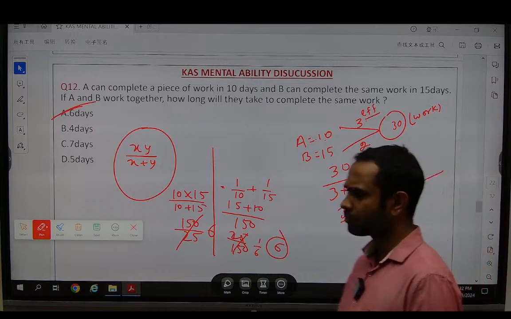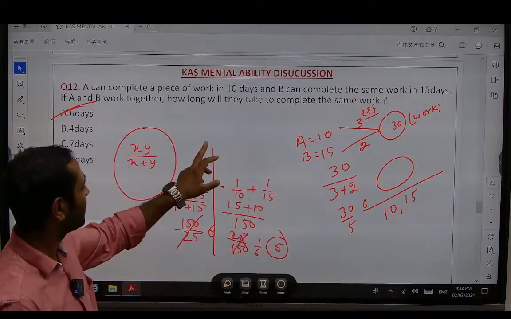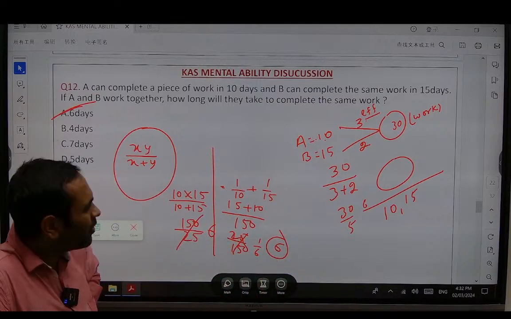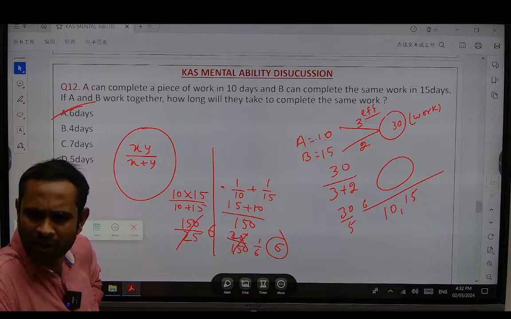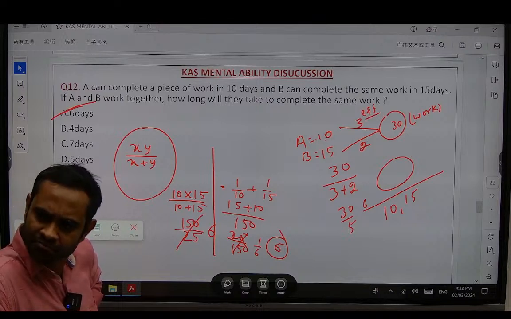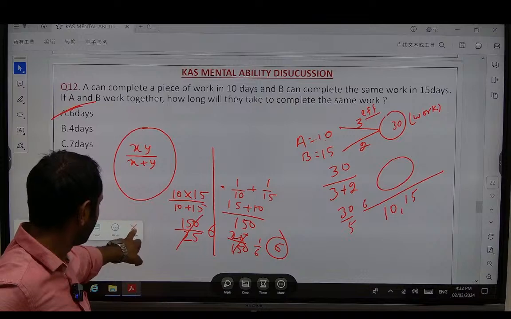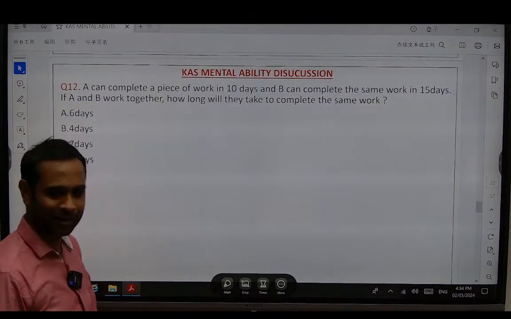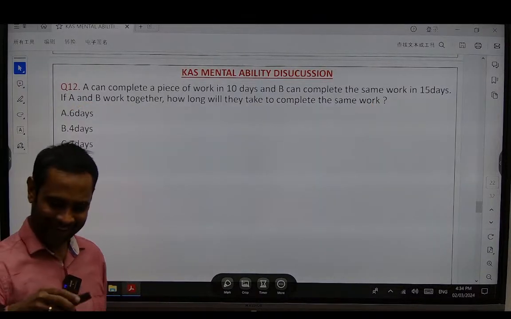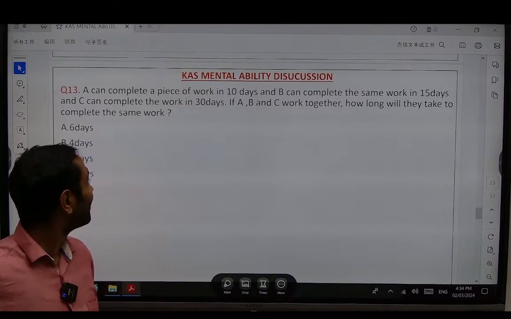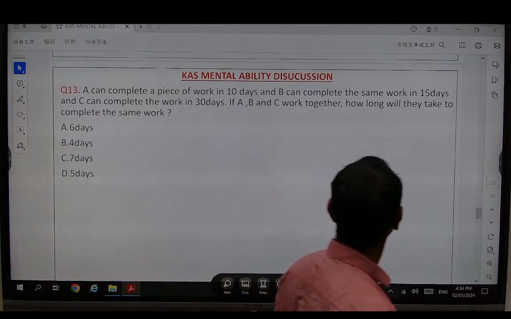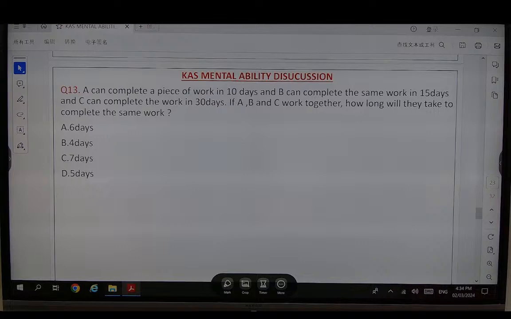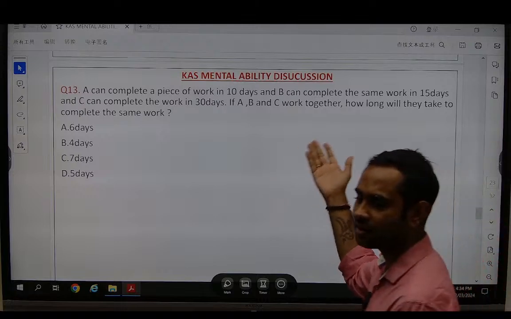So I will keep my pen here and then I will see 10, 15. 30 is a number which is divisible, fine. 10 3s are 30, 15 2s are 30, 30 by 5, 6. Done, right? Okay. Sir, you took an easy problem and you are making us fools. A can complete a piece of work in 10 days, B in 15 days, C in 30 days. 3 people are there now. 10, 15, 30, LCM is 30, the smallest number is 30. 10 3s are 30, 15 2s are 30, 30 1s are 30, so 3 plus 2 plus 1 is 6, 30 by 6, 5 days.